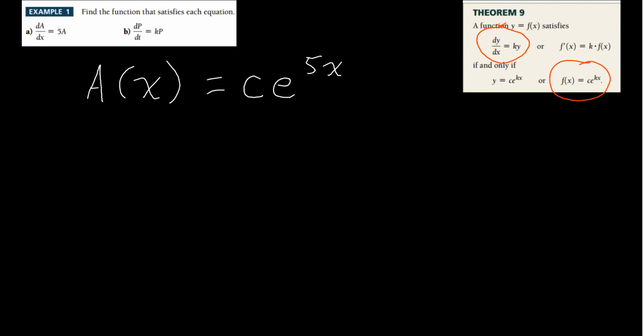Okay, there we go. And then b works kind of the same way, right? Instead of a of x, what's the name of my function? My function name is p. So it's going to be p of what? Well, it's not going to be x because we're talking about with respect to t down here, right? So it's going to be p of t.